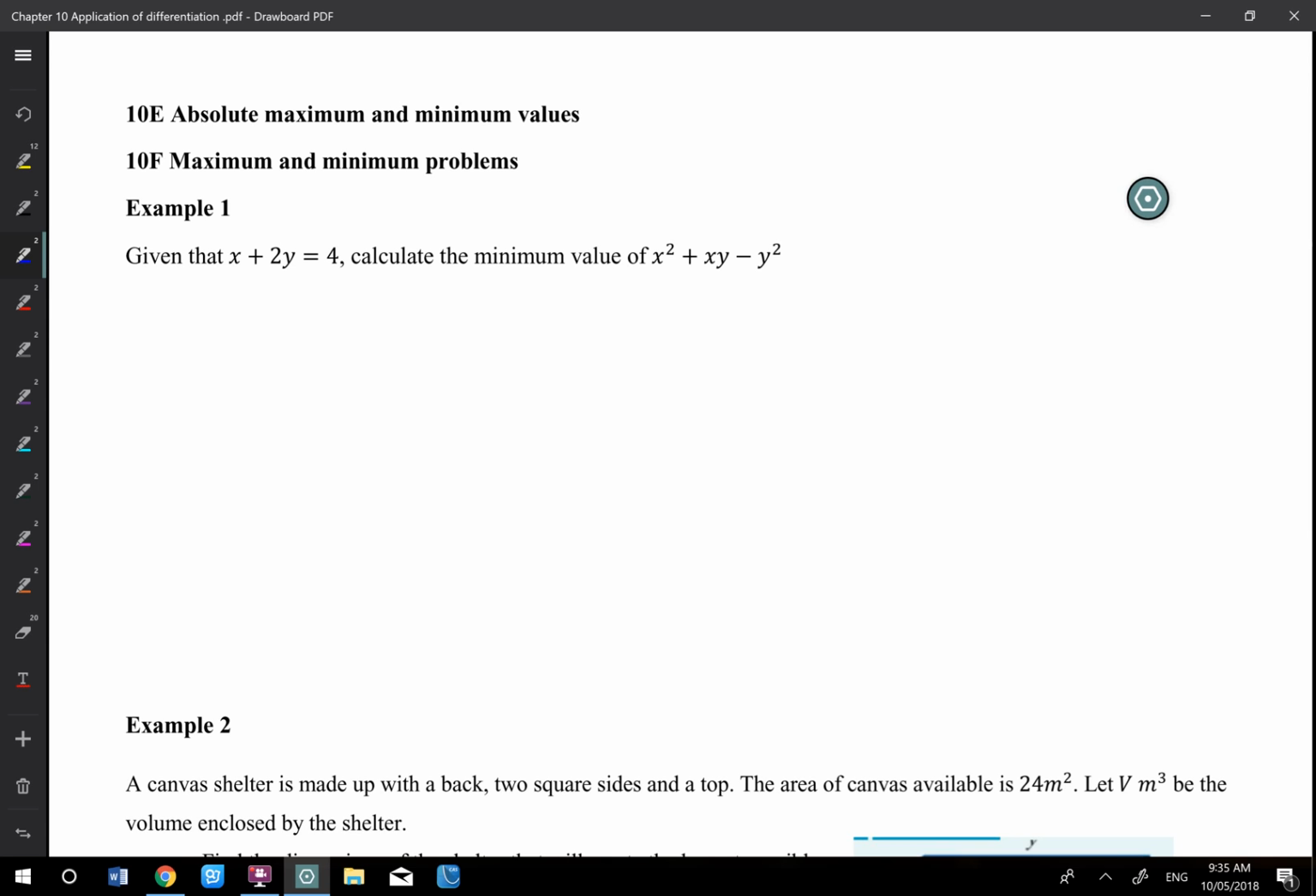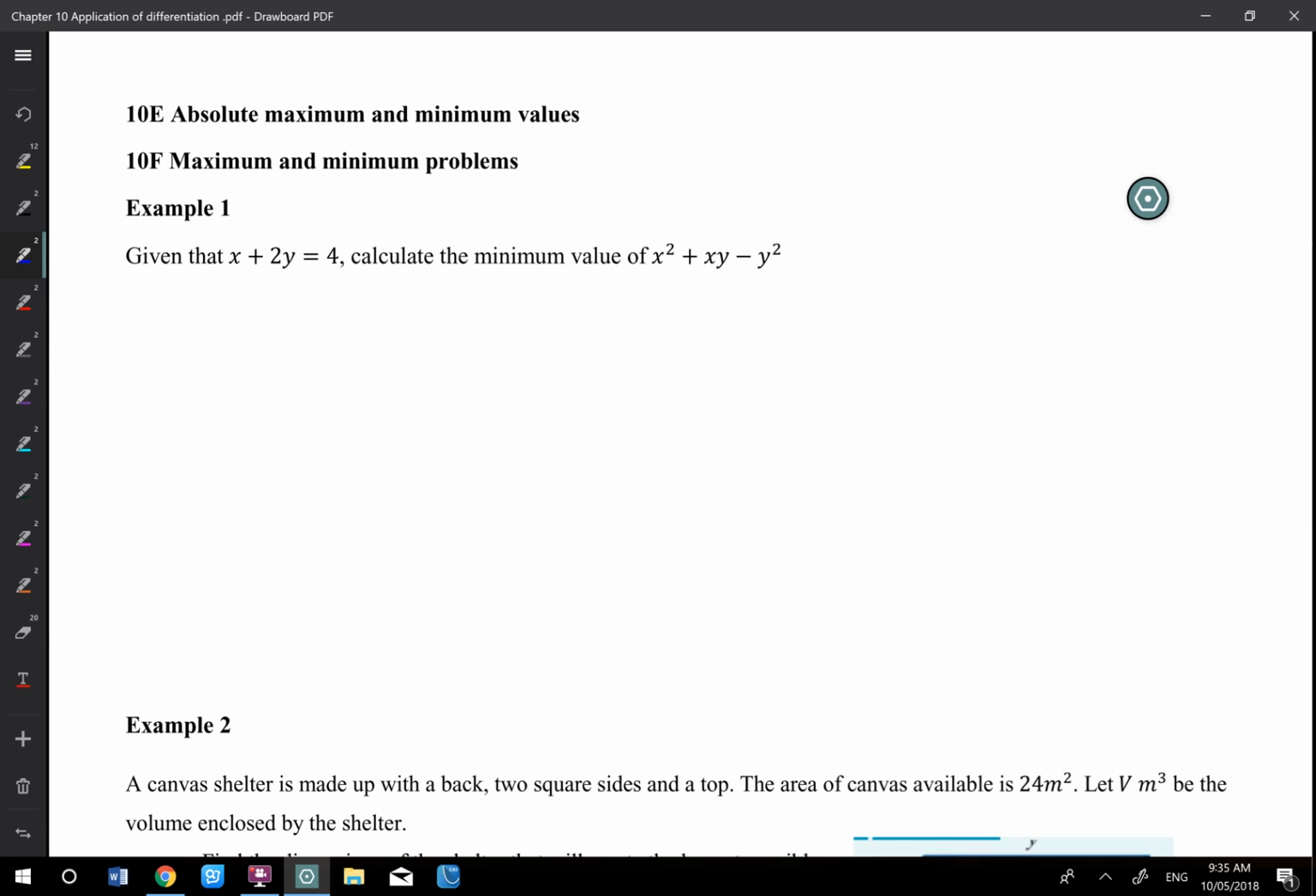This one I combine E and F together: absolute maximum and absolute minimum, and local maximum and local minimum problem. Have a think about that. Like I talked about at the very beginning of this chapter, how can you find out absolute maximum or minimum? Or to change a way to ask it.